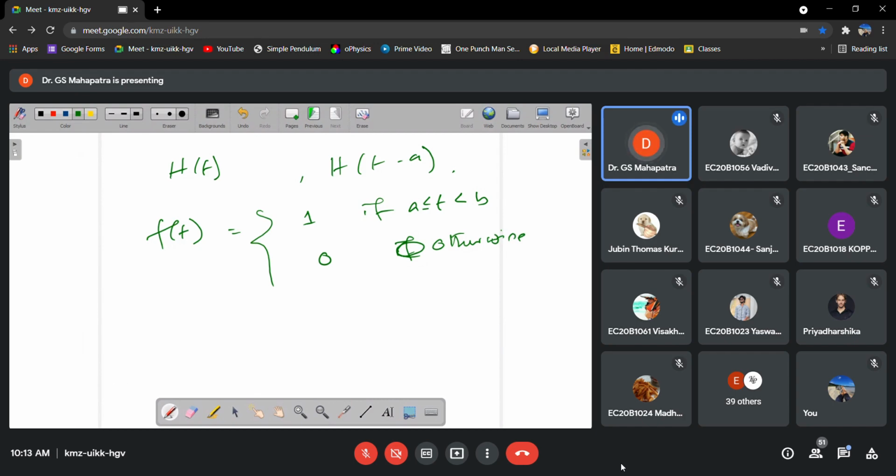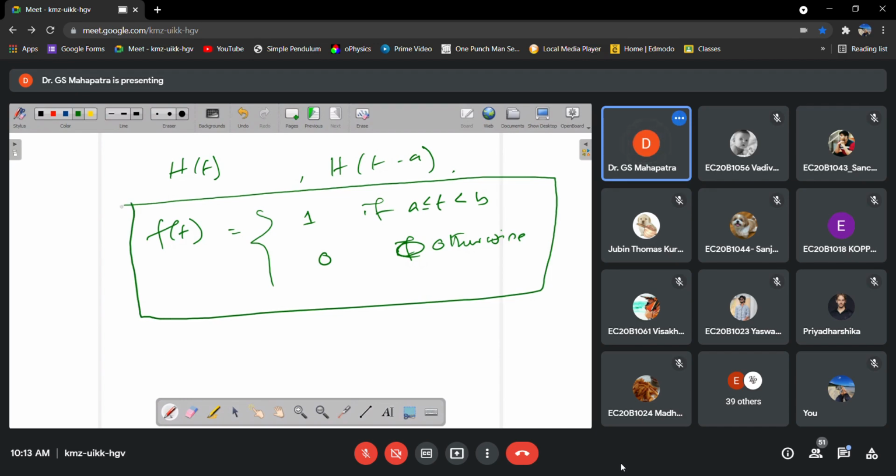The function is defined. Write down this function in terms of the Heaviside function or unit step function. a and b can be any particular values.